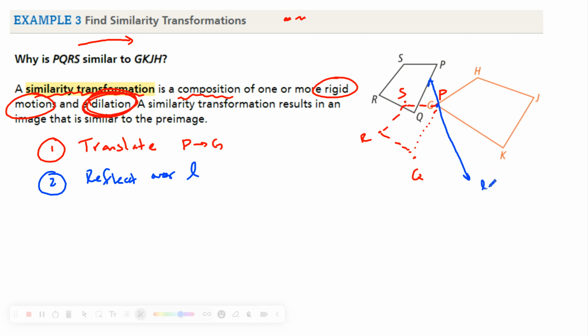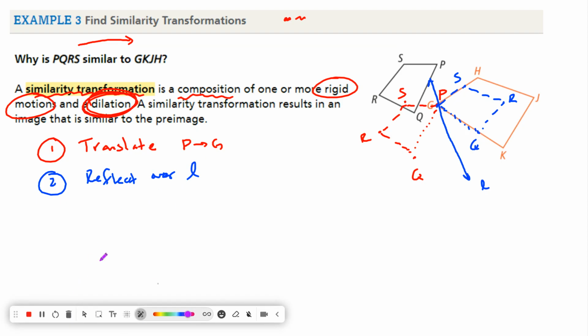If I draw that, call that line L, then S is going to reflect and come somewhere here. There's S. R is going to reflect and come somewhere in here. And then Q is going to reflect and go somewhere on this line GK. And now we have that smaller quadrilateral inside the bigger one. Notice that P and G are lined up. So now I can dilate from P so that S, R, and Q slide away from it and line up on those corresponding points.